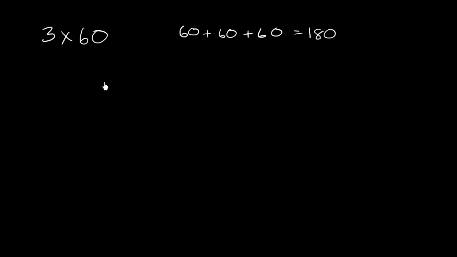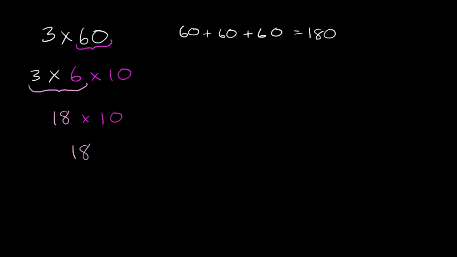And you'd be done. But another way to think about this is that 3 times 60 is the same thing as 3 times, instead of thinking of it as 60, you could think of 60 as 6 times 10. 3 times 6 times 10. And when you're multiplying three numbers like this, it doesn't matter what order you multiply them in. So we could multiply the 3 times 6 first and get 18, and then multiply that times 10. And 18 times 10 is just going to be 180. It's going to be 18 with another 0. So this is going to be 180.